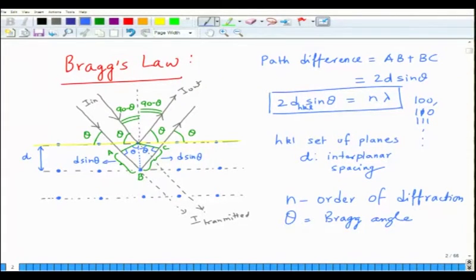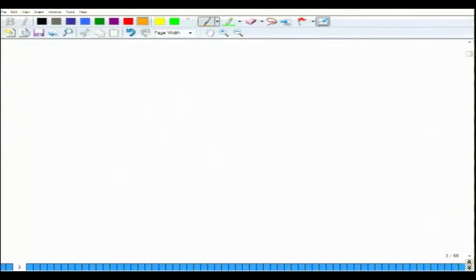And you can see the angle between the diffracted beam and the transmitted beam. What is this angle? This angle is 2 theta. The angle between the diffracted beam and the transmitted beam is 2 theta, corresponding to the Bragg angle. So, this is a typical Bragg's law essentially.